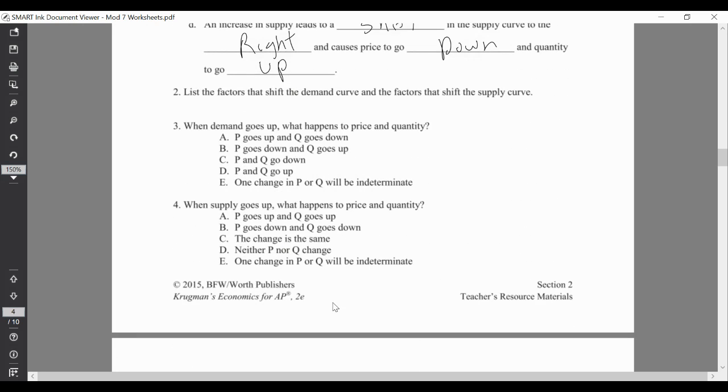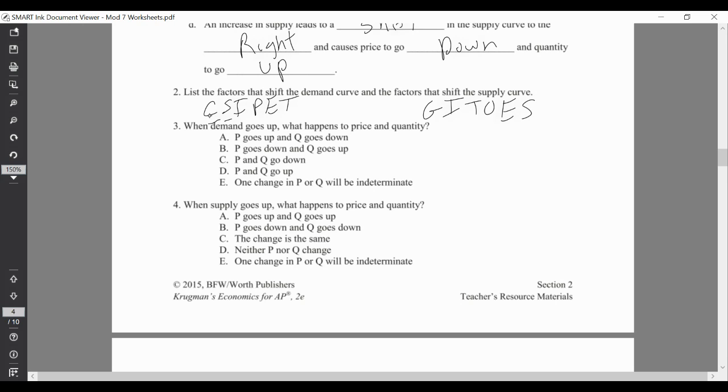So let's look at number 2. It says list the factors that shift the demand curve and the factors that shift the supply curve. Now, once again, in class, I taught you for demand, CSI PET, and for supply, I taught you GI TOES. Now, that's not exactly what they showed you in the movie, but we've gone over this several times. They'll say the price of related goods for demand, and I just say complementary and substitute instead of just saying related goods.